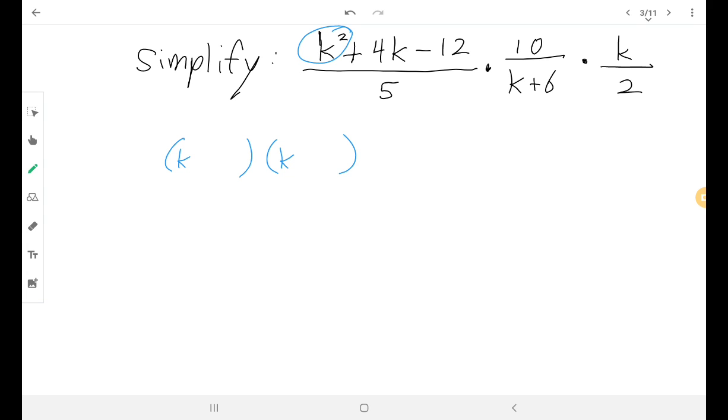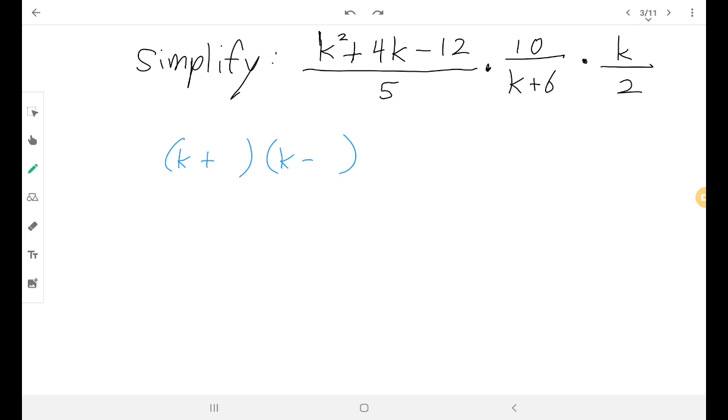That gives me k times k in the distribution will be k squared. And then if this operation is a minus, then one of these operations is a plus and one of them is a minus automatically. It doesn't matter what this one is. If this is a minus, one's a plus, one's a minus. And then you have to ask yourself, are there two numbers that multiply to make this number and do that to make that number?